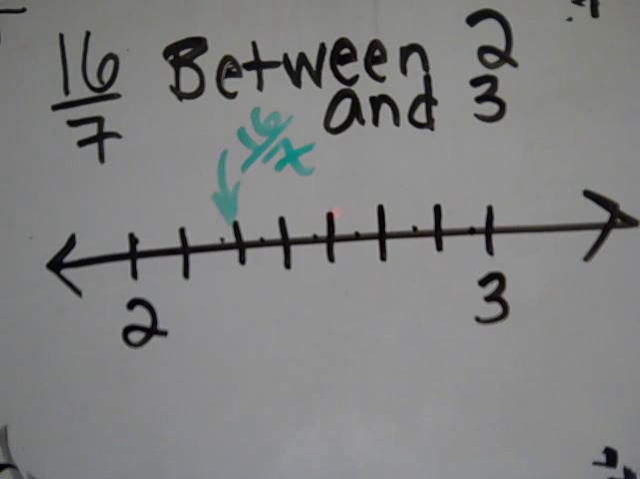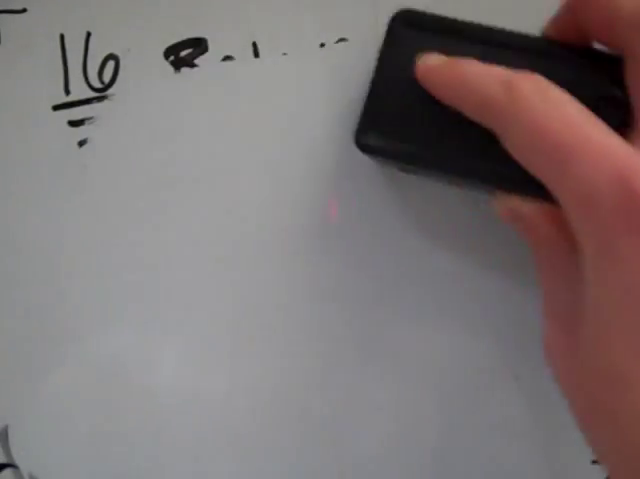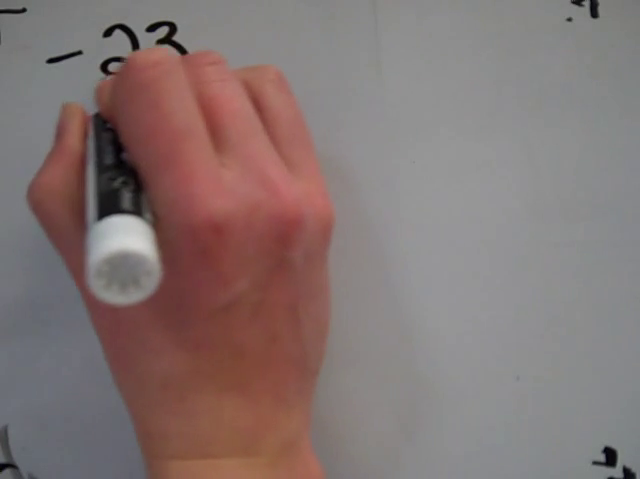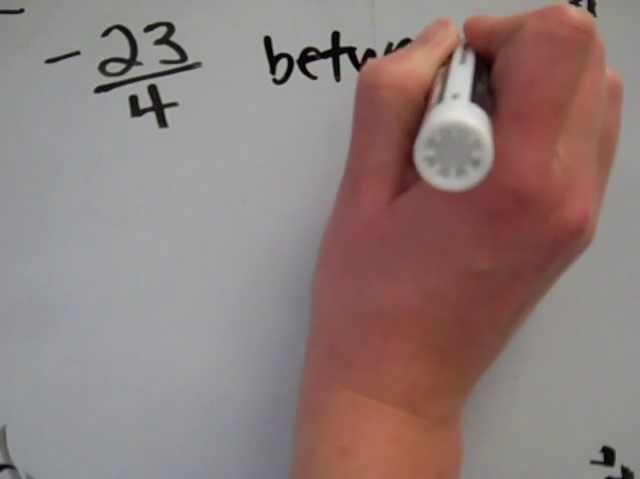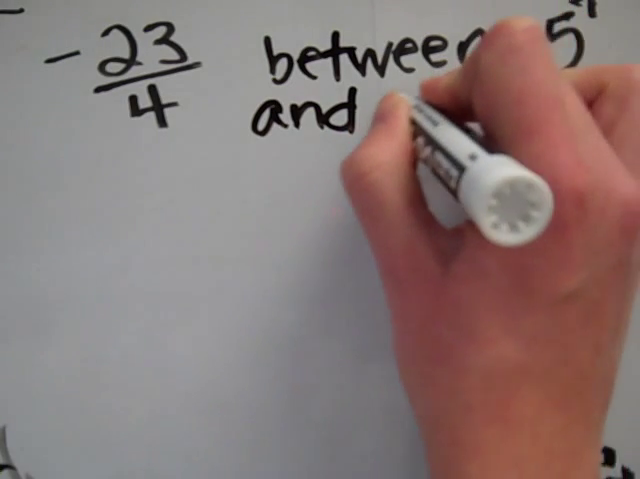We are going to do one more example. Our last example is -23/4. This one's a little different because it's negative. I know that 4 goes into 23 5 times. So it's going to be between -5 and -6.